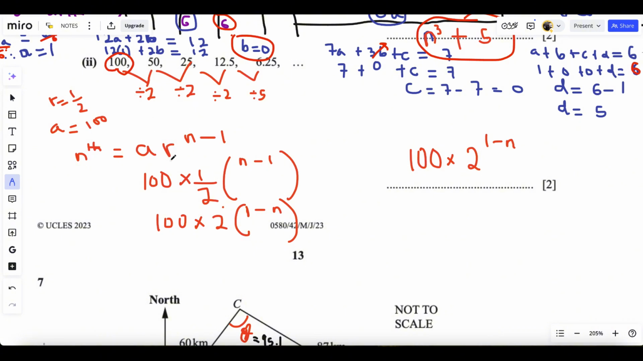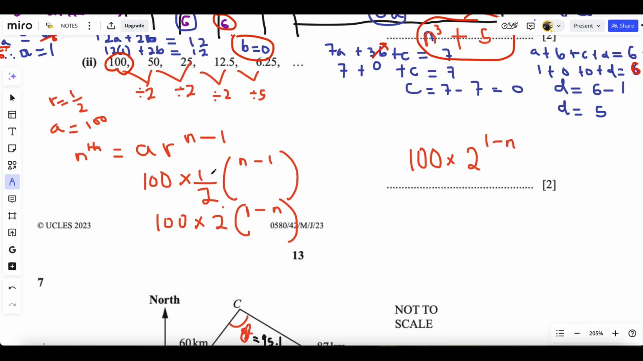So the common ratio is the ratio of the second divided by the first. 50 divided by 100, you get 1 over 2. So 1 over 2 for r, raised to power n minus 1.